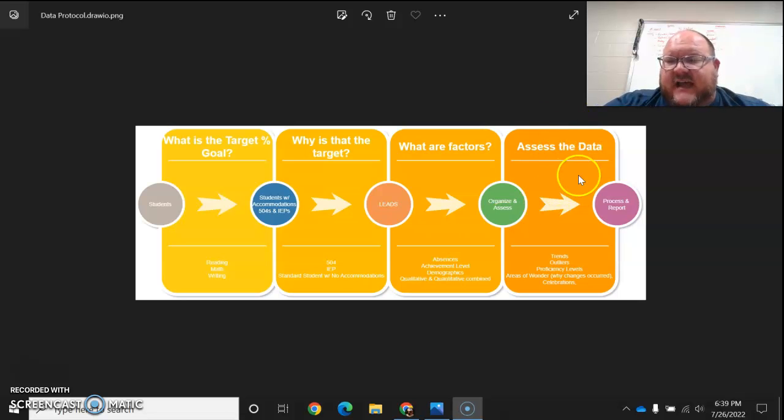And then we're going to assess the data. We're going to organize it by trends, outliers, proficiency levels, and what I call areas of wonder. Why have changes occurred? What's taking place? What's the data telling us? And then finally, we're going to celebrate any successes or wins that we've had within our classrooms and amongst our teachers and the school. We're going to process that information and report it.